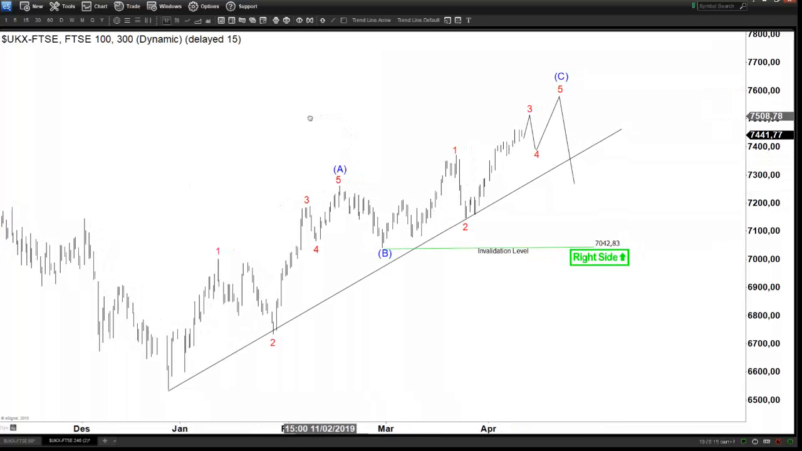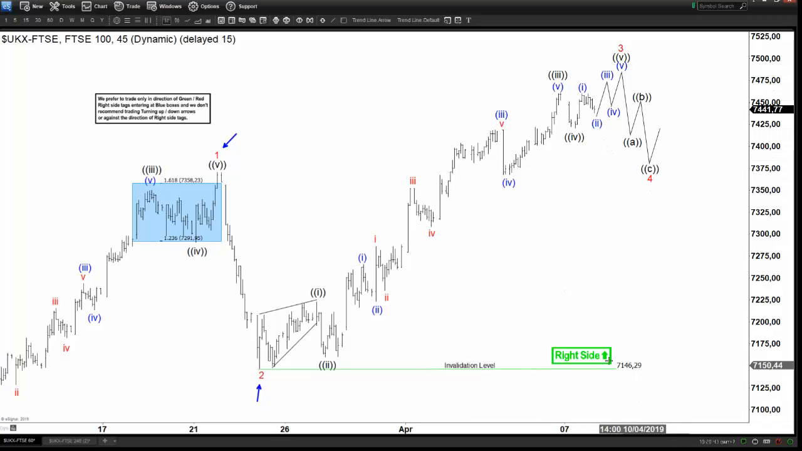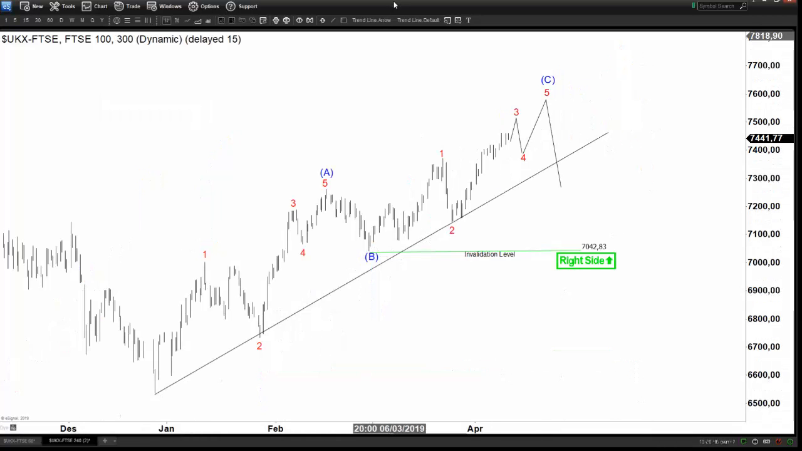A. Also in the C leg, if this is really a C leg, then that means it needs to be in 5 waves, because C needs to subdivide in 5 waves, and so far we only see 3 waves. So as far as the pullback later on, this wave 4 pullback, stays above this wave 2, we can see at least one more push higher in the FTSE.